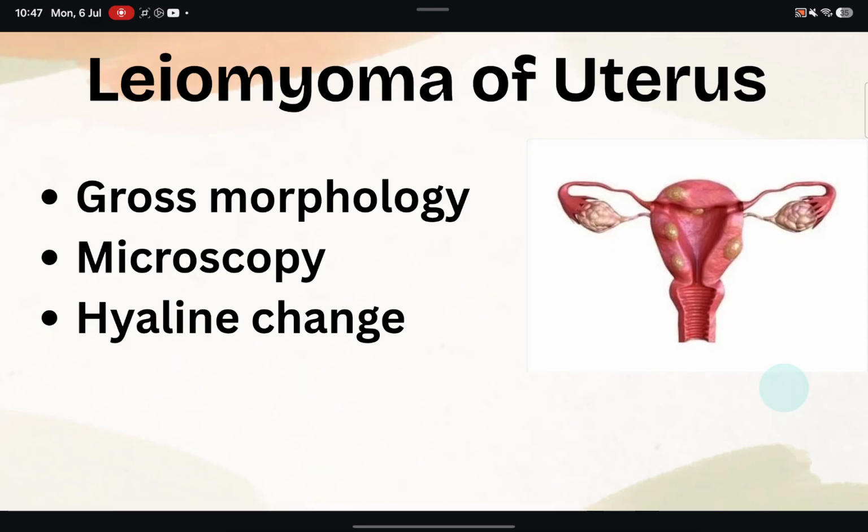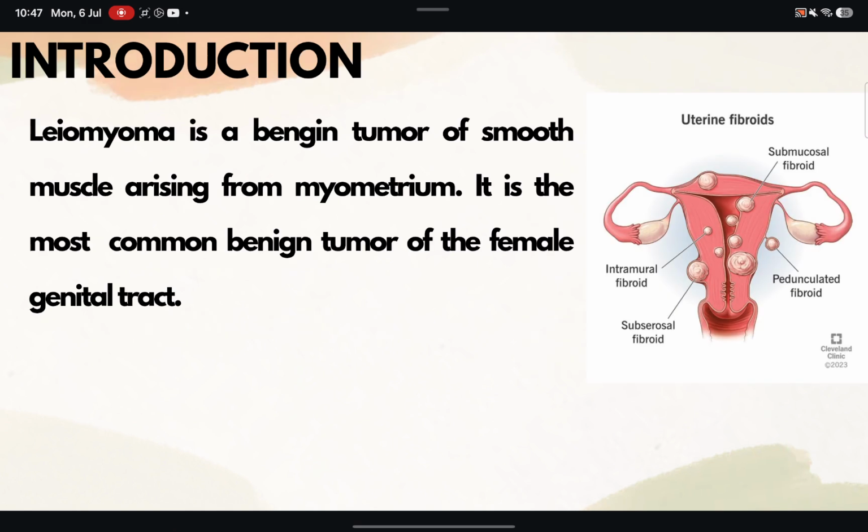Moving to our next topic, that is leiomyoma of uterus. In this we will discuss gross morphology, microscopy and hyaline change of leiomyoma of uterus. It is a benign tumor of smooth muscle arising directly from the myometrium. Importantly, it is the most common benign tumor of the female genital tract.